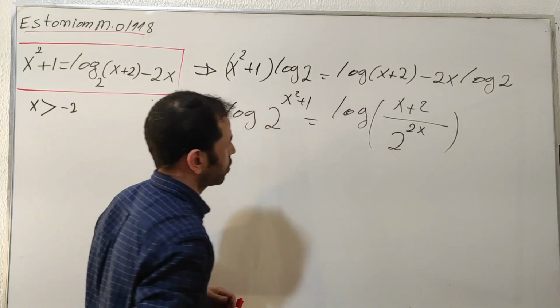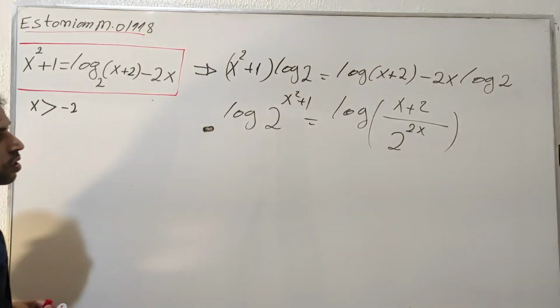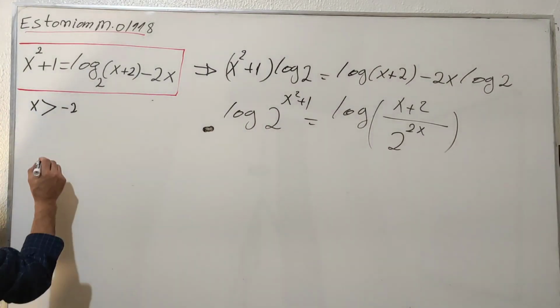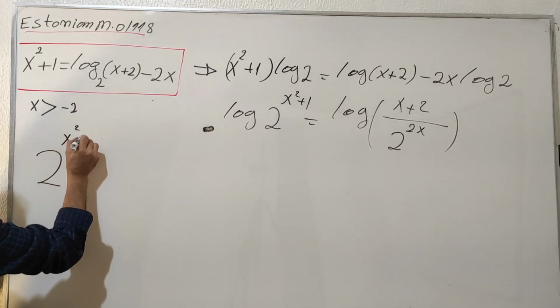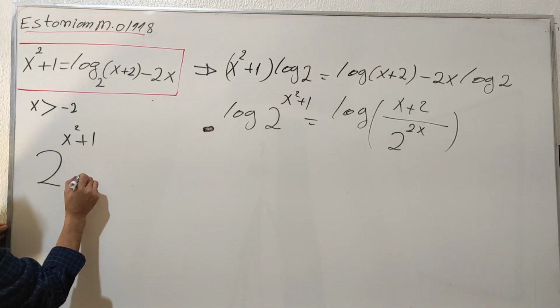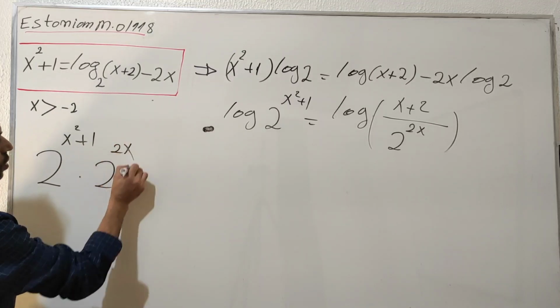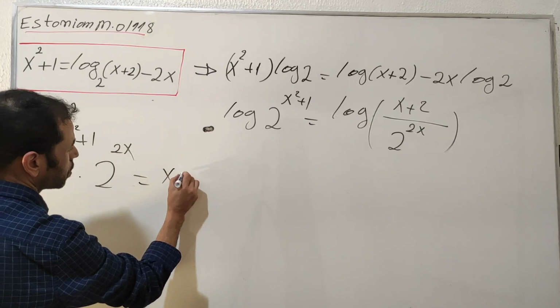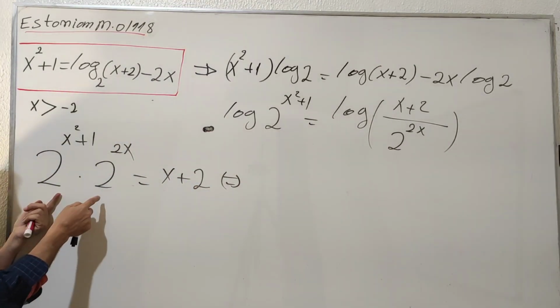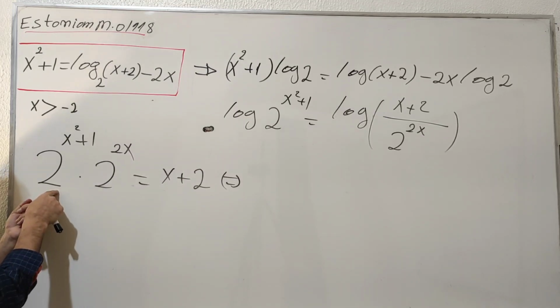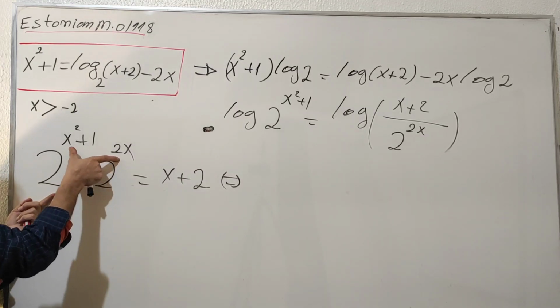I'm going to get rid of the logarithm, canceling the logarithm out of there. So we get the following: I get 2 to the (x squared plus 1) multiplied by 2 to the 2x, which equals x plus 2. Okay, it's simpler here. We get a shared base: this one has the same base, number 2. Let's put this exponent together.